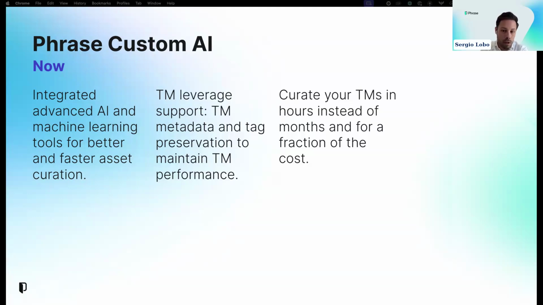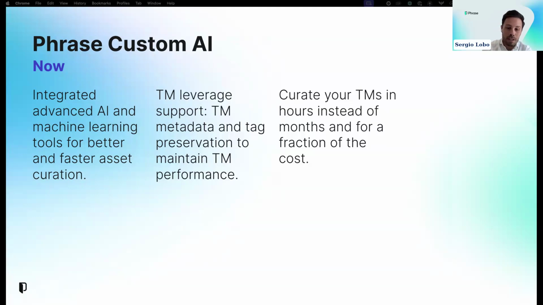Imagine a translation memory that has been updated over the years and now contains millions of segments. Traditionally, this TM would accumulate noisy, low-quality data for various reasons. Manually cleaning it up would take months and be highly costly. With Phrase Custom AI, you can address these curation needs in just hours and for a fraction of the cost. Our AI-powered no-code solution quickly identifies problematic segments and allows for easy cleanup, eliminating the need for manual review.